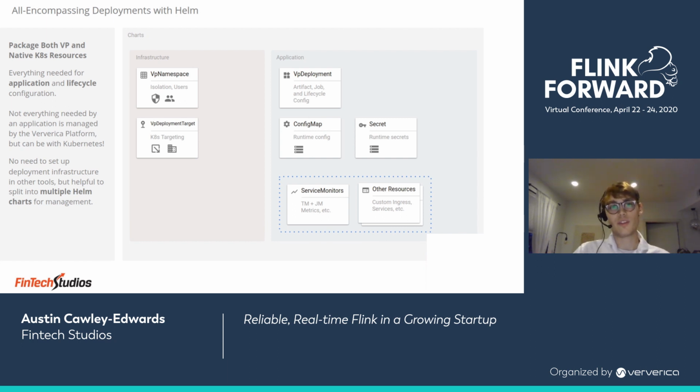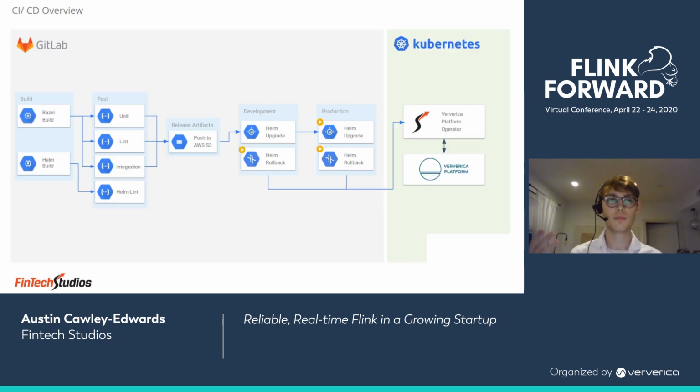Another thing that we do is set up infrastructure for the Ververica platform. They have a concept of namespaces, which similarly manage the isolation and users, and deployment targets for which Kubernetes namespace to deploy into. So from the CI/CD overview in GitLab, it's a pretty standard system.